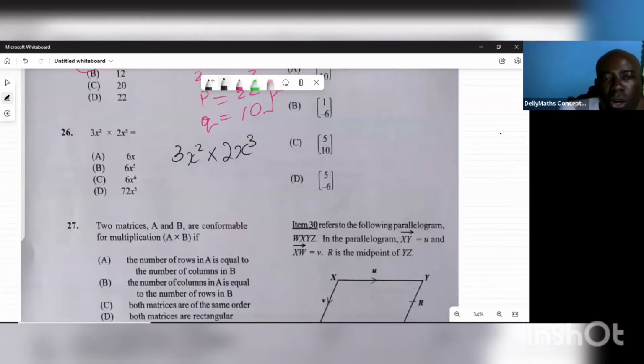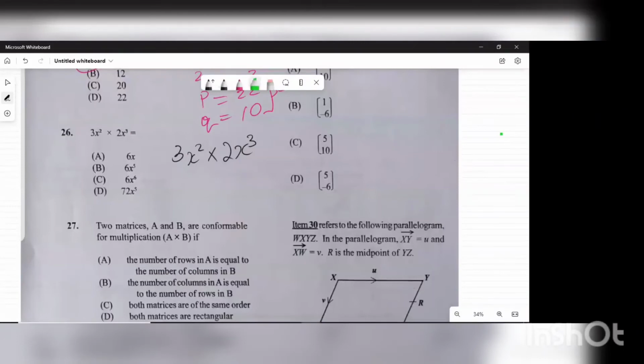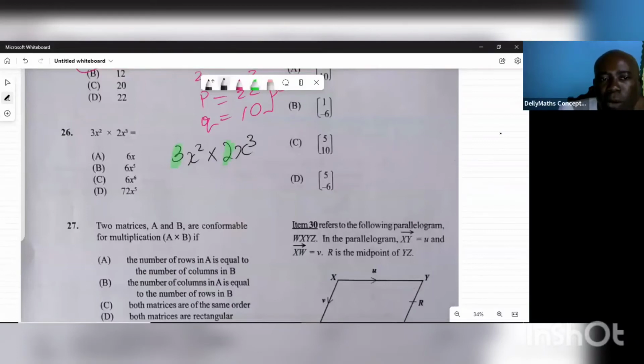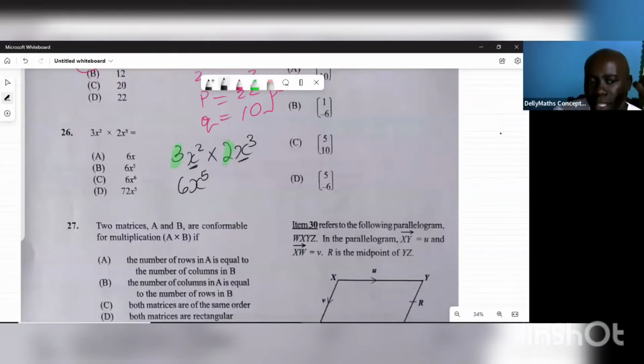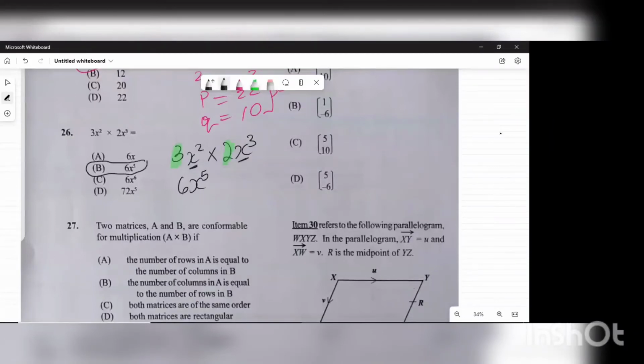Now remember that you're multiplying the coefficients. So the 3 and the 2 here will give you 6. And for the variables, when you multiply the same variable, you add the powers. So the answer is 6x to the 5th, which is B.